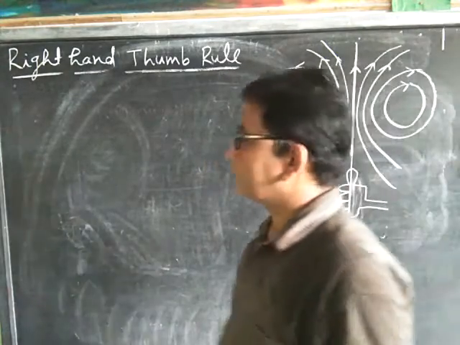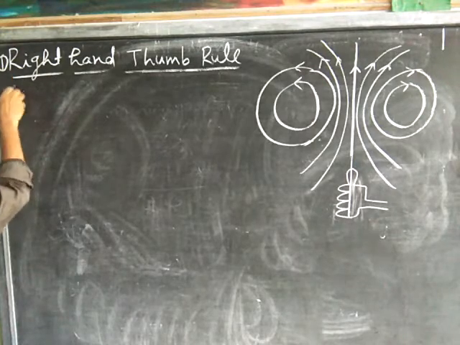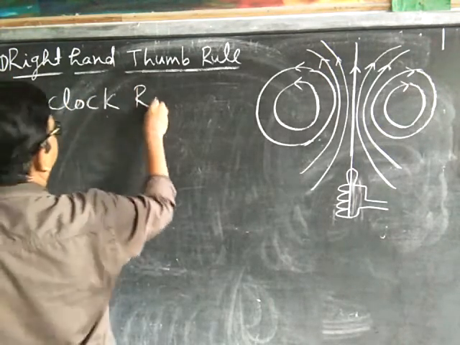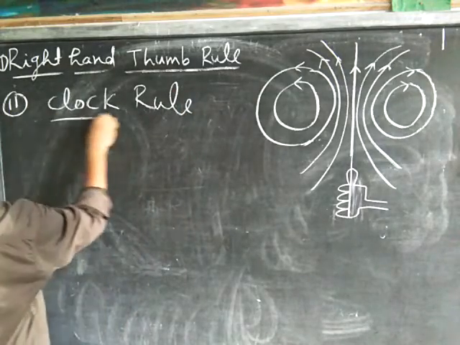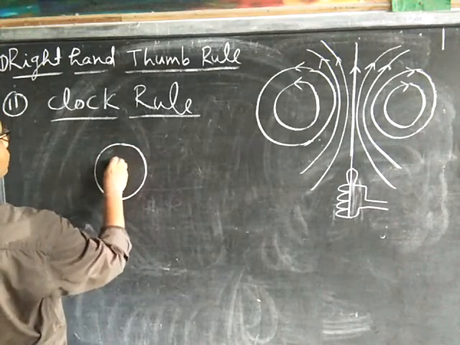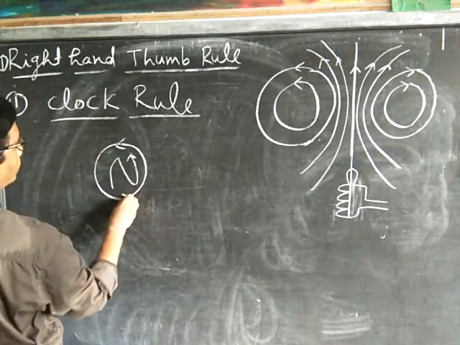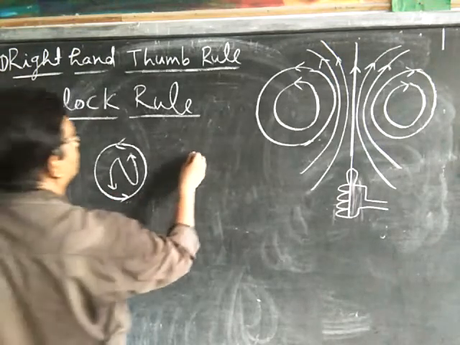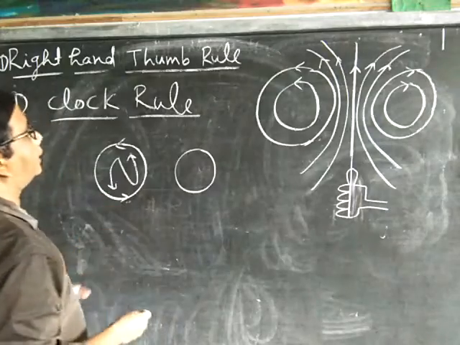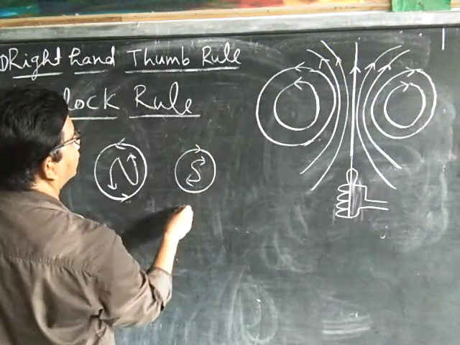Now, this is the first rule, and the second rule is the clock rule. What is the clock rule? If current flows in anti-clockwise direction, then it will be north polarity.